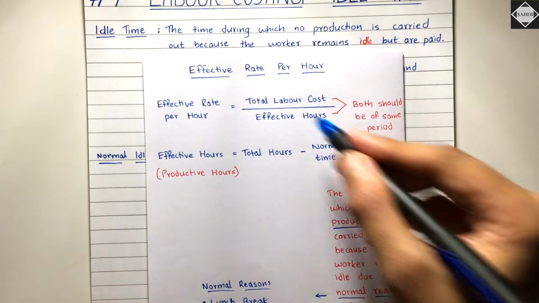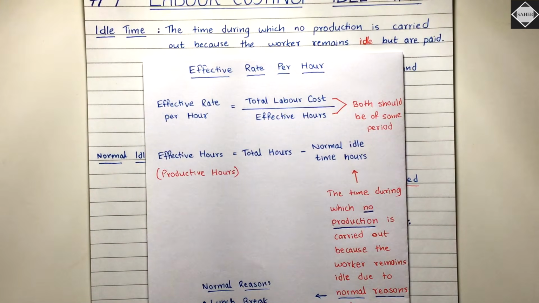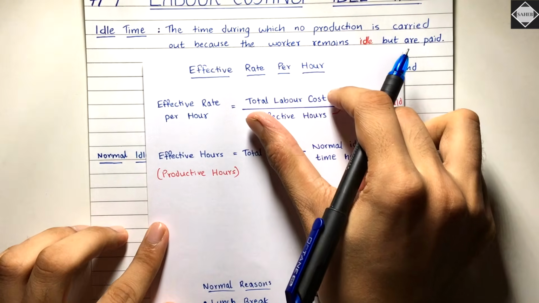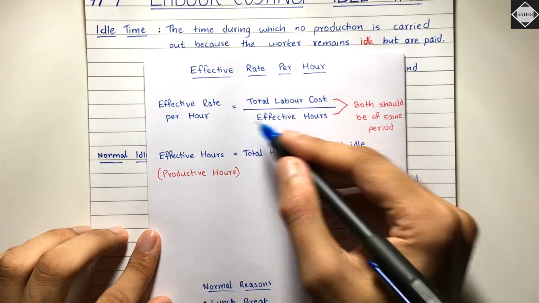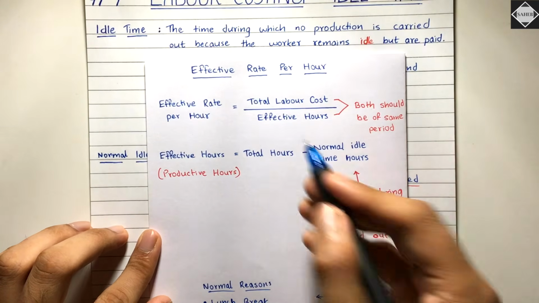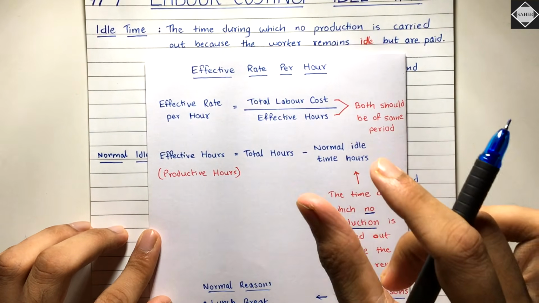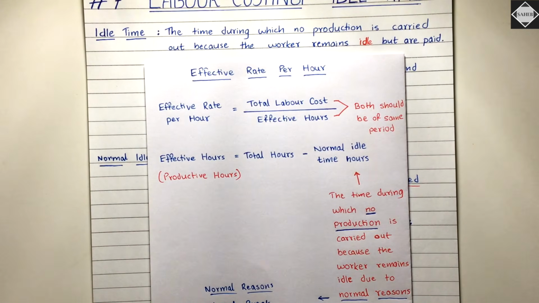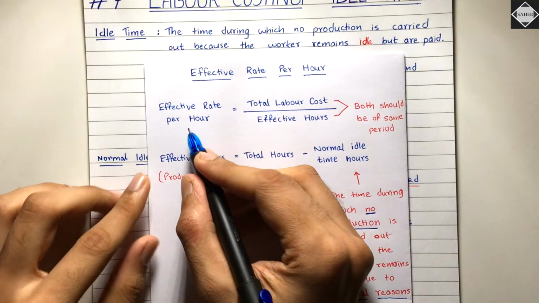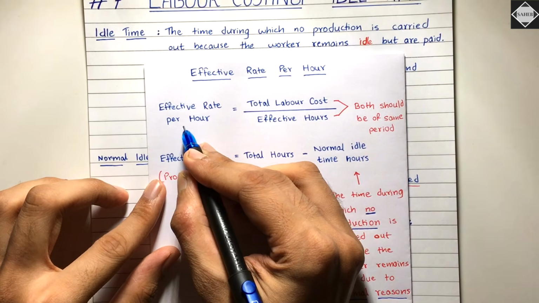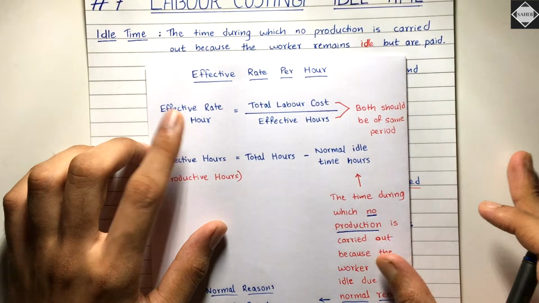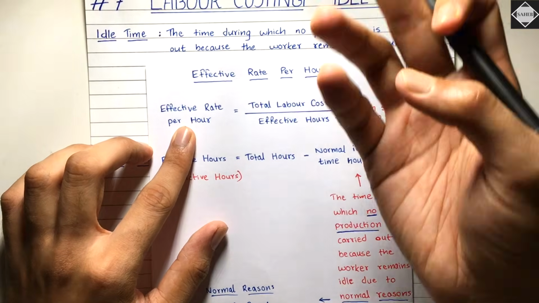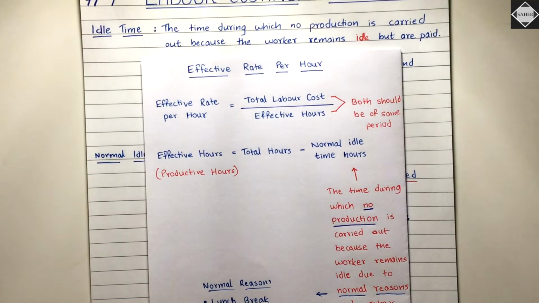So now what happened in this calculation, you have to understand this logically. See, labor cost which was supposed to be divided by the total hours was divided by effective hours, only productive hours. So that means the total labor cost has been divided among the productive hours. So the effective rate per hour also includes normal idle time. Effective rate per hour is increased. I will show you an example and you will understand this better.